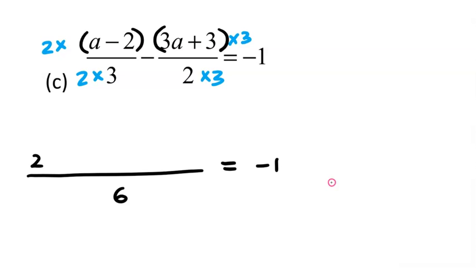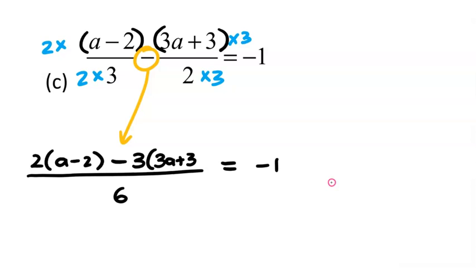So that 2, and then in brackets a minus 2, goes there. This negative sign here is what goes in between. Now that negative causes a lot of issues if we're not careful. So we're going to pay extra special attention to that. Then we've got 3a plus 3 all times 3, and the way we show that algebraically is by putting brackets around it and putting the number at the front.